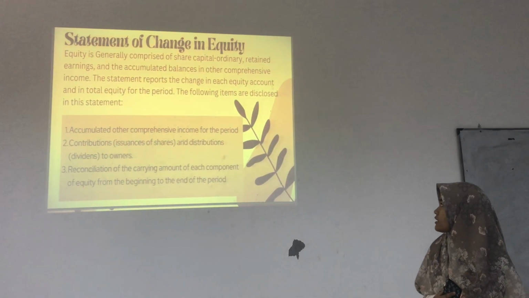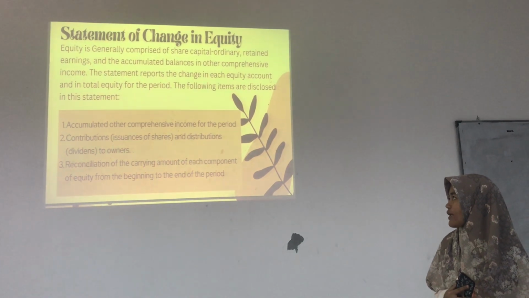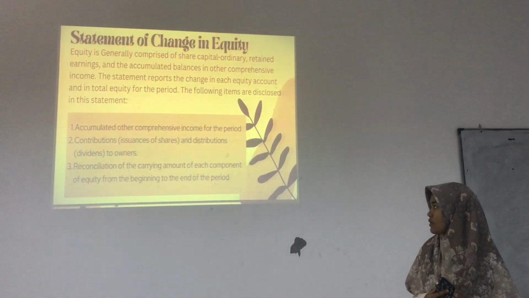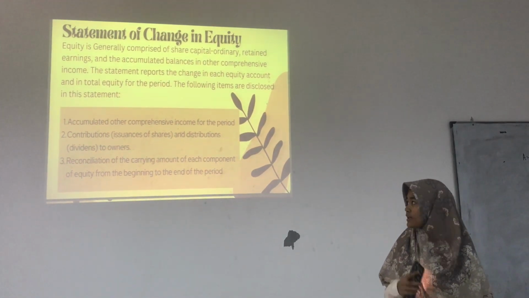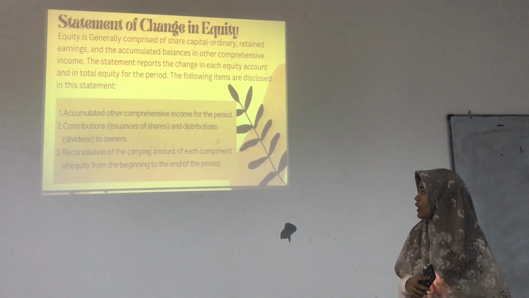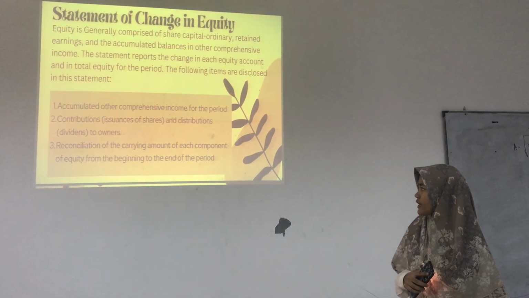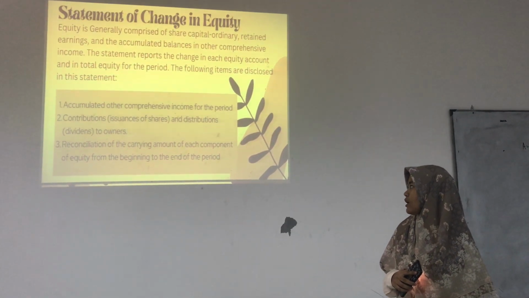The following items are disclosed in this statement: 1. Accumulated other comprehensive income for the period. 2. Contributions, issuance of shares, and distributions, dividends to owners. And 3. Reconciliation of the carrying amount of each component of equity from the beginning to the end of the period.